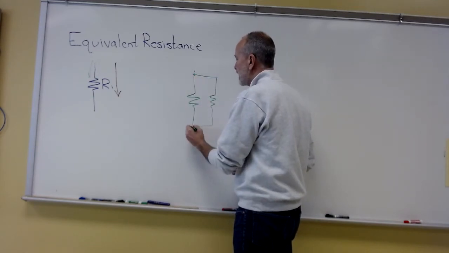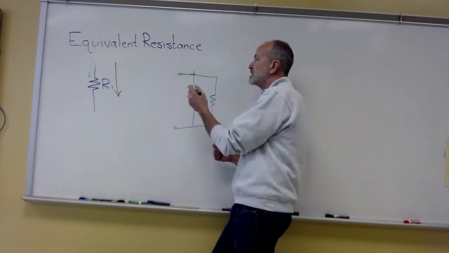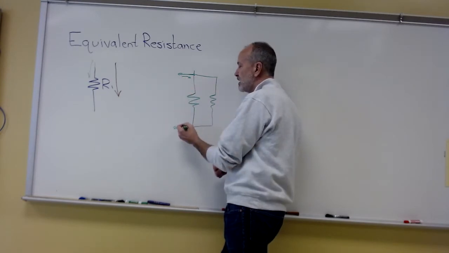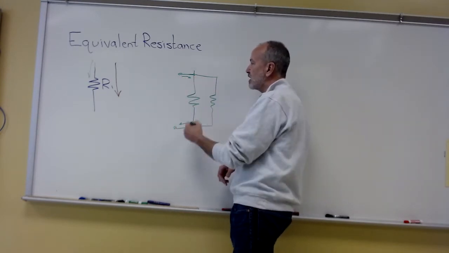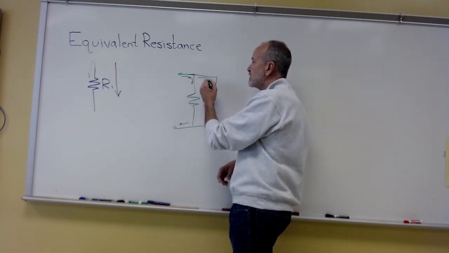So that would be parallel. And I'm going to put over here, these are the two things that I'm going to connect a battery to or something. So I'm trying to get current going through there, coming out there, charge going in there, coming out there. Okay? Some of it's going to go this way, some of it's going to go this way.